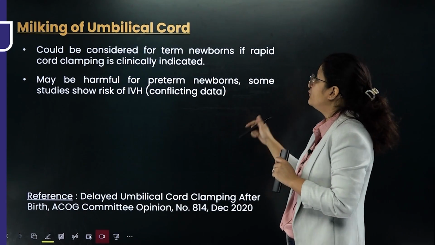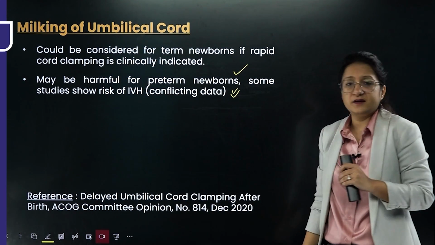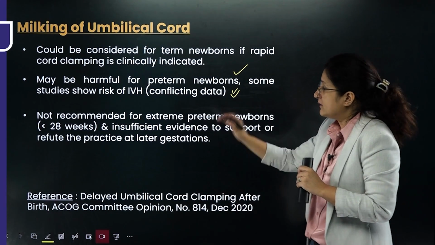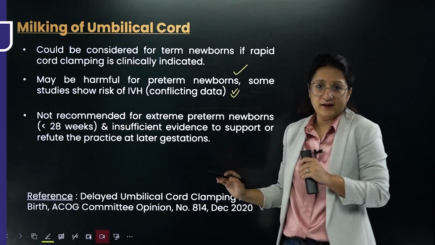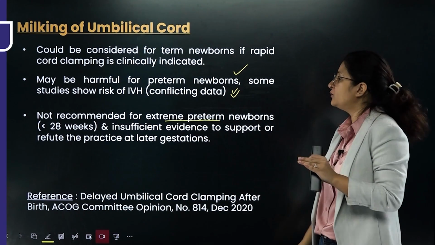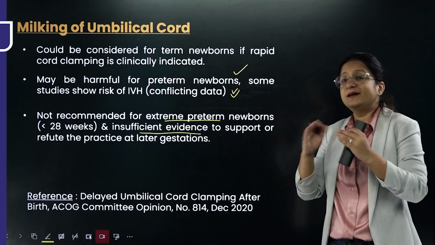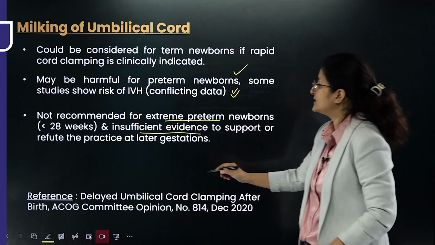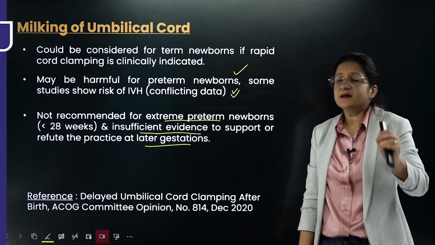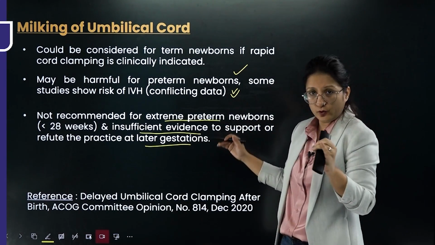But it may be harmful for preterm newborns. Some studies show that it can be associated with an increased risk of intraventricular hemorrhage, and there is conflicting data in that sense. Please remember that milking of the umbilical cord is not recommended for extreme preterm newborns, which are less than 28 weeks, and there is insufficient evidence to either support or refute the practice at later gestations, even at term. So what we want to do is delayed cord clamping. Milking is something which could be harmful, especially in preterm newborns.